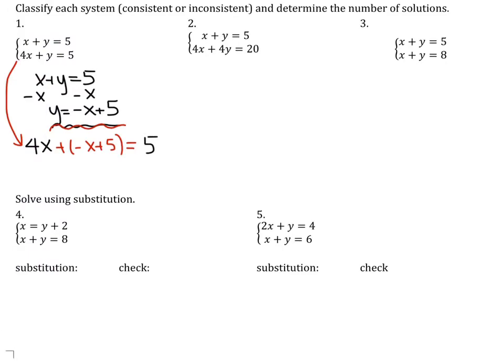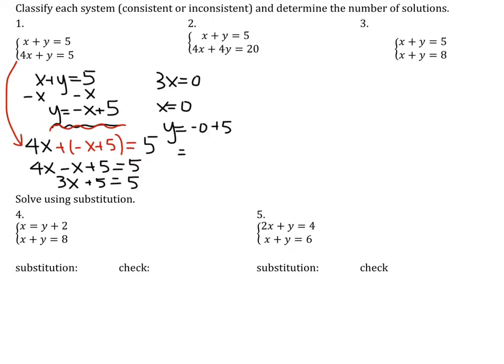Originally it was two variables. After I substitute the y, I have turned the two variables into just one variable, x. So now we have 4x minus x, which is 3x, plus 5 equals 5. I'm going to subtract 5 from both sides. We have 3x equals 0. So my x equals 0, which means my y equals 0 plus 5, which is 5. So we only have one solution.